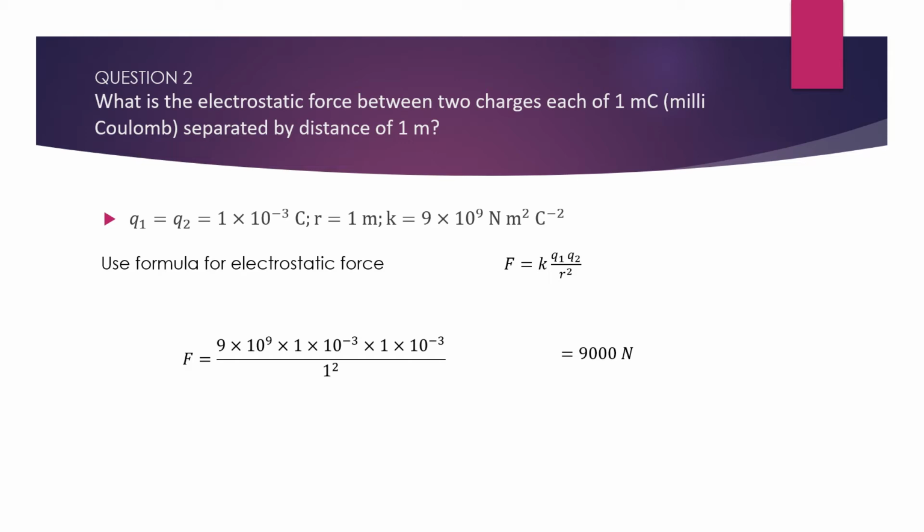Now this 9,000 Newton you can even calculate without the calculator, because 10 power minus 3 into 10 power minus 3 makes it 10 power minus 6, adding the two exponents. Now 10 power 9 times 10 power minus 6 results in 10 power 3, and 10 power 3 is 3 zeros. Just put 3 zeros in front of the 9 because the denominator is 1 and that will keep it 9,000. So it is simply 9,000 Newton. The correct answer is 9,000 newtons.